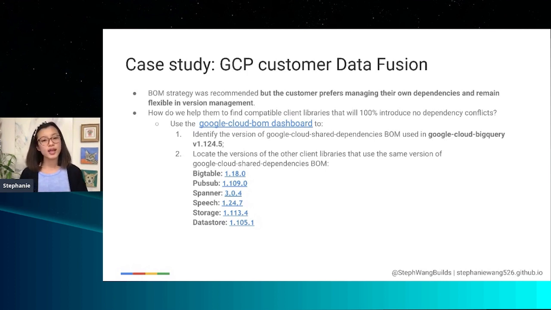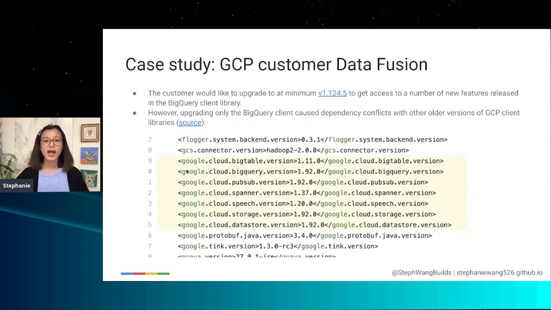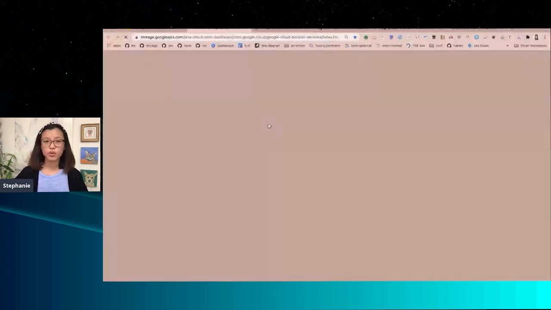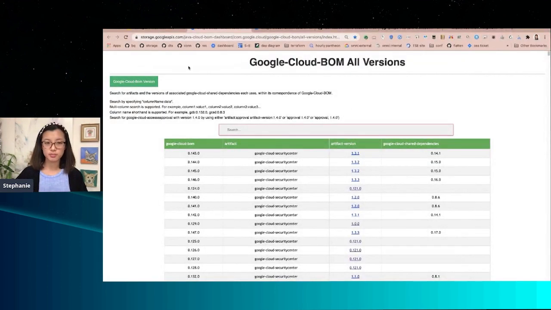So now the question is, how do we help them find compatible client libraries that will 100% not introduce any dependency conflicts, meaning guaranteeing that all these client libraries are going to work compatibly with each other? And these client libraries included everything in this list, right? So this is exactly when the Google Cloud BOM dashboard came into use.